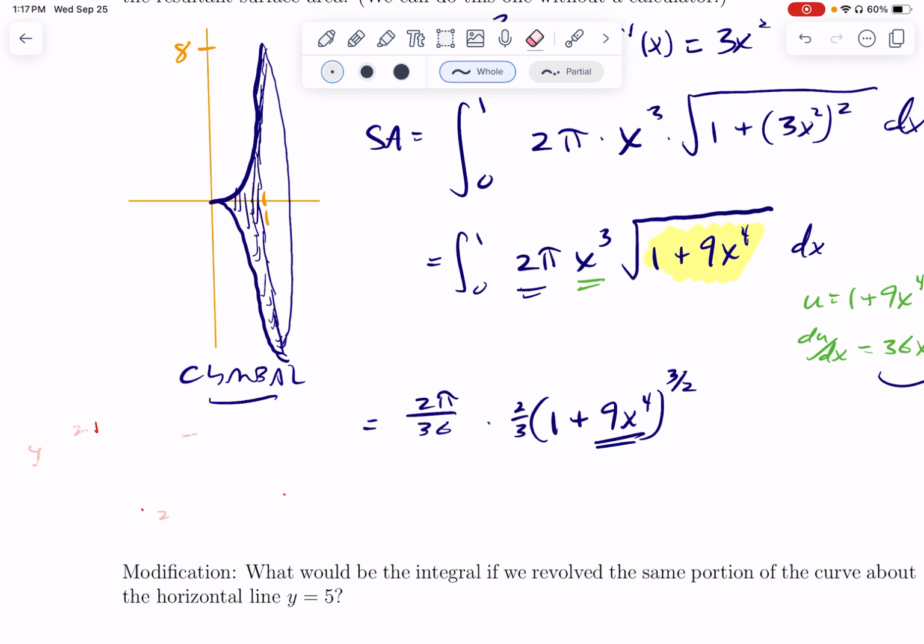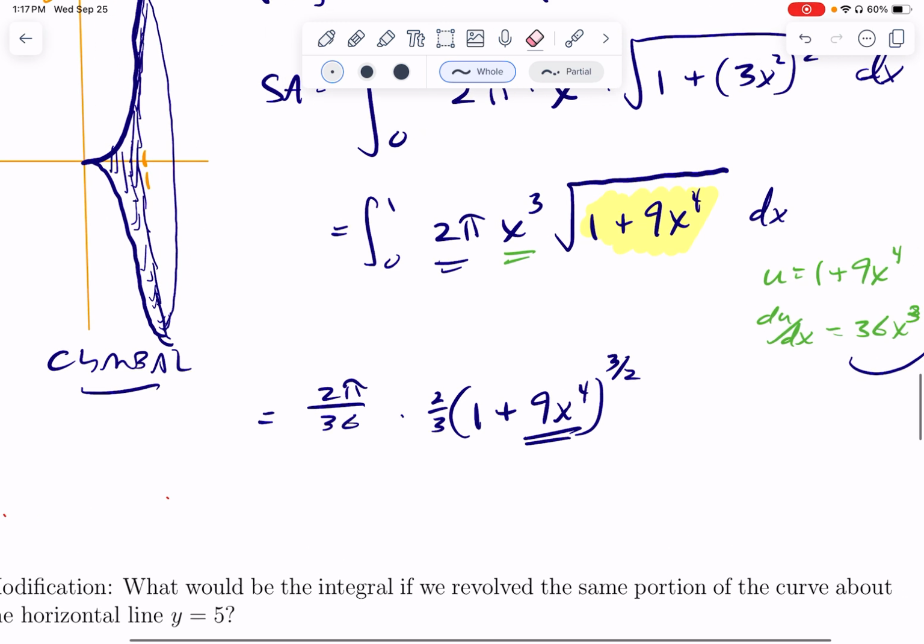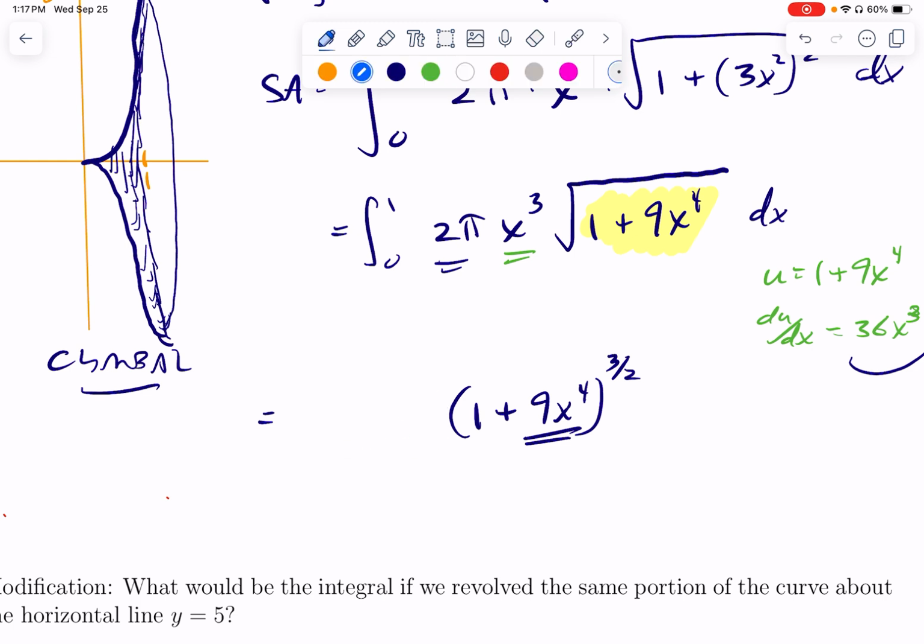Maybe while I'm here, I'll simplify it. So let's just notice we basically have 4 pi on top, and 36 times 3 is 108 in the bottom. And 4 over 108 actually simplifies to 1 over 27. This gets a little tedious, but it is one of these rare examples where we can do it without a calculator. So that is our antiderivative.